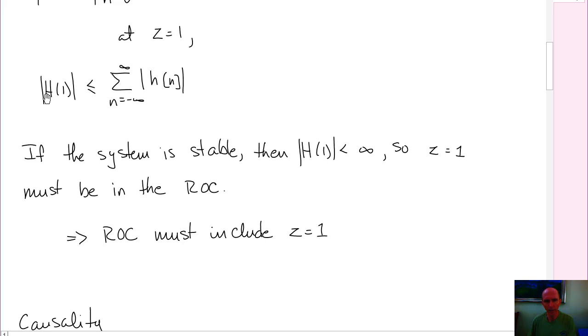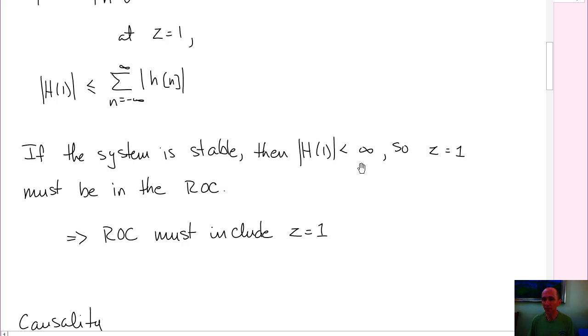That would give us that h of 1, or the magnitude of h of 1, is less than this summation here, which we know comes from the summation of stability. So, if our system is stable, it means this summation is not infinite, which means that the magnitude of h of 1 is not infinite either, which is nice. Okay, so now h of 1 is the transfer function at z equal to 1.